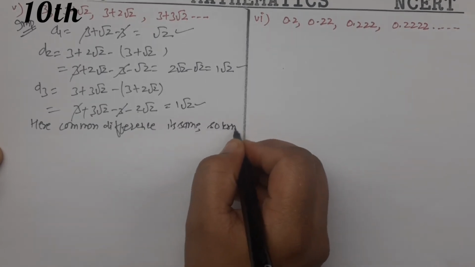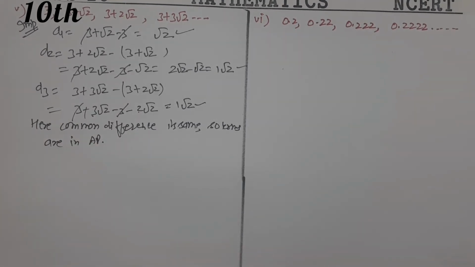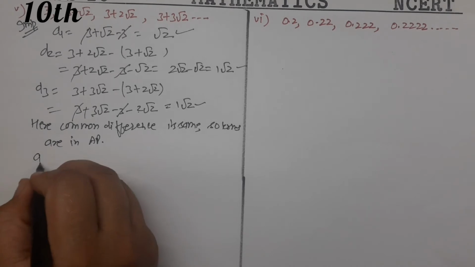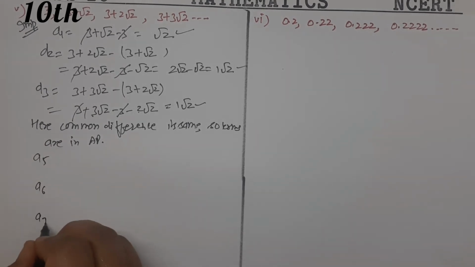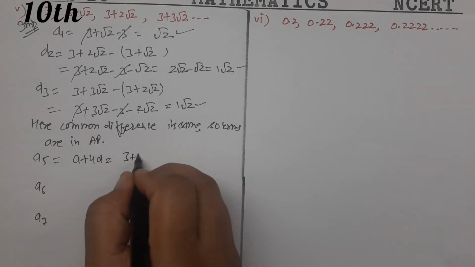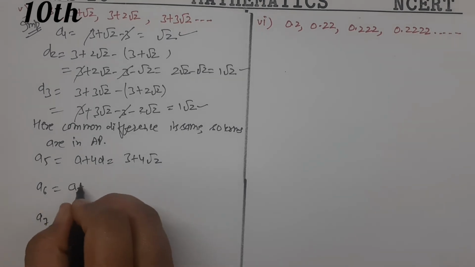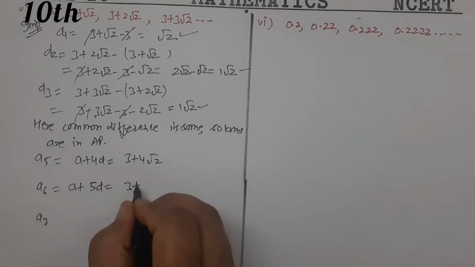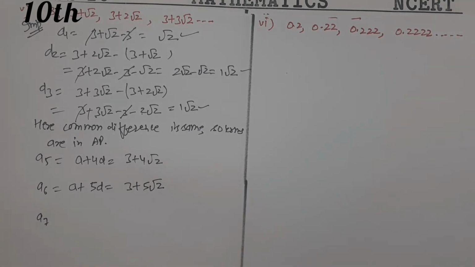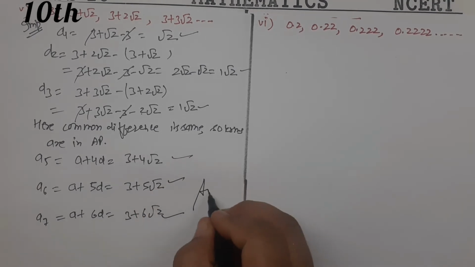So the terms are in AP. If terms are in AP, then we will find a5, a6, a7. a is 3, 4, d is root 2. Answer: a plus 5d, 3 plus 5 root 2. a plus 6d, 3 plus 6 root 2. Answer.